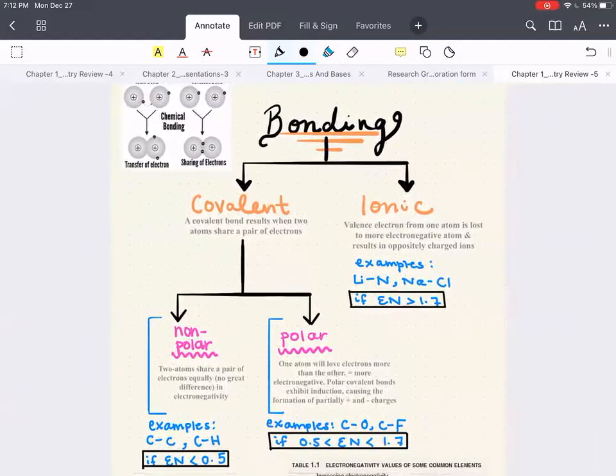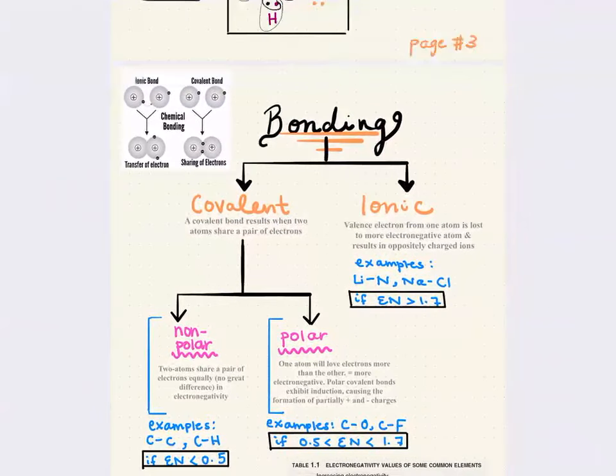All right, so I'm going to zoom out just for a little bit, just so you can see the whole flow chart for bonding. There are 2 main types of bonding we will focus on here, and those are covalent bonding and ionic bonding. Ionic bonding is when the valence electrons from one atom are lost to a more electronegative atom. This results in oppositely charged ions. An example of this is sodium chloride.